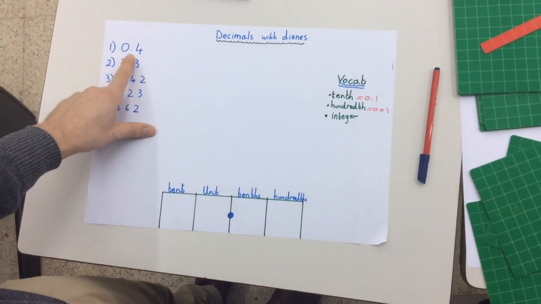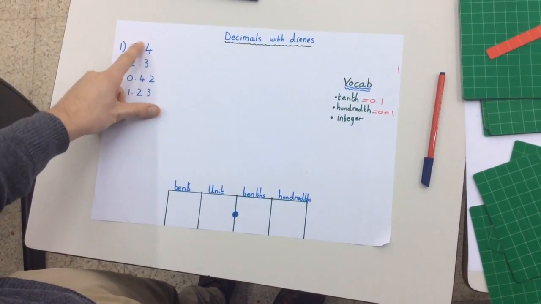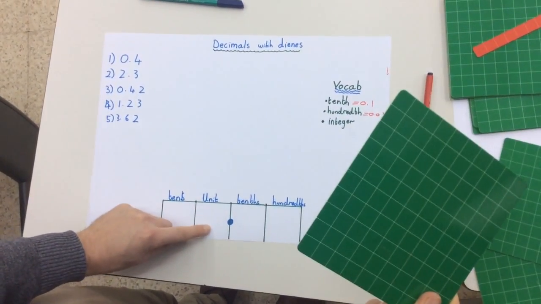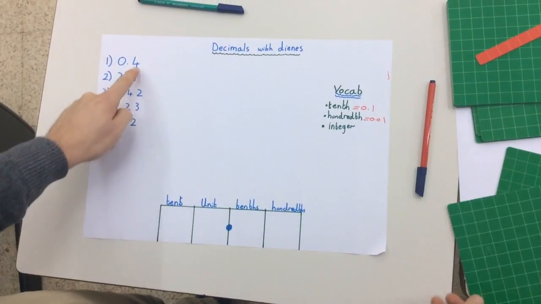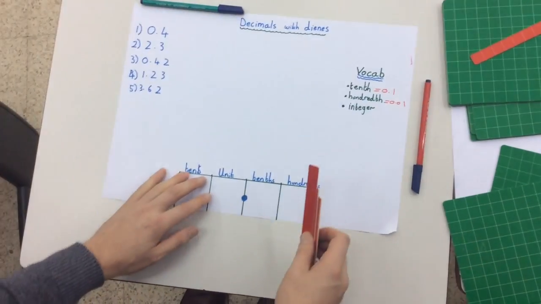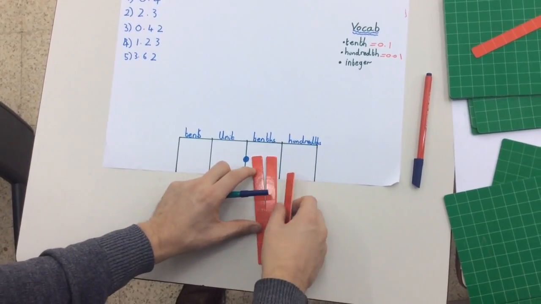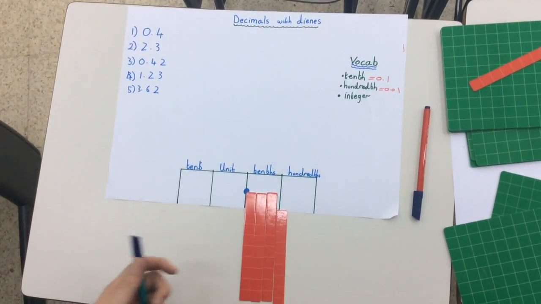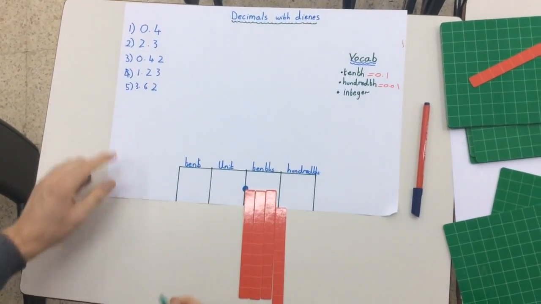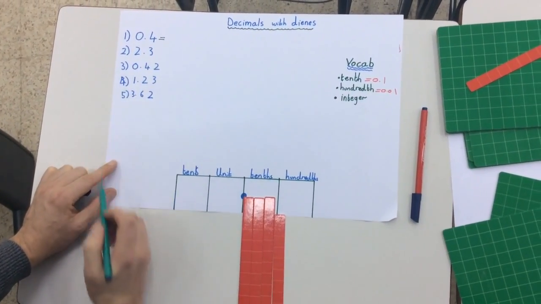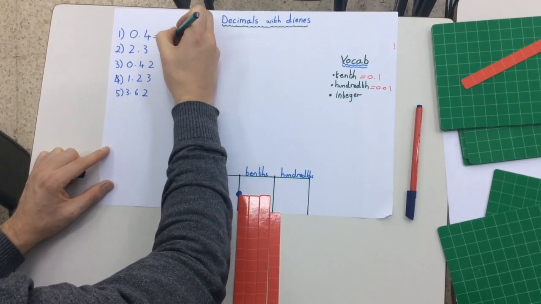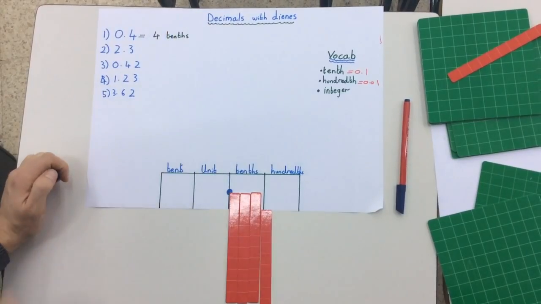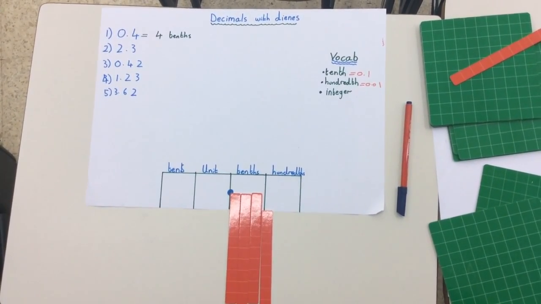So my first one says 0.4. Well, I've got 0 integers, 0 units. So 0 here. Now how many tenths have I got? Well, I've got 4. So I'm going to have 4 tenths: 1, 2, 3, and that's going to be 4 tenths. And I've got 0 hundredths. So my way to write this is that I have 4 tenths. And it would look like that.